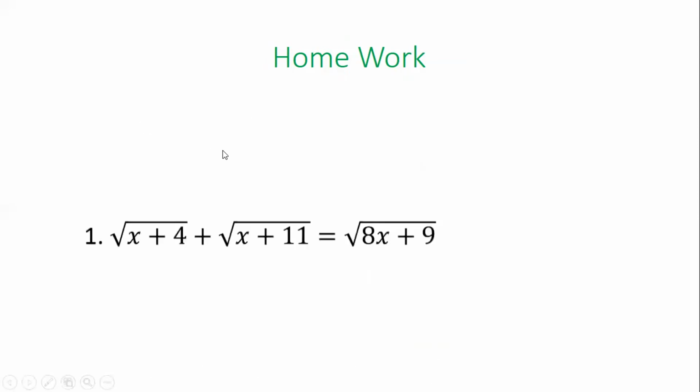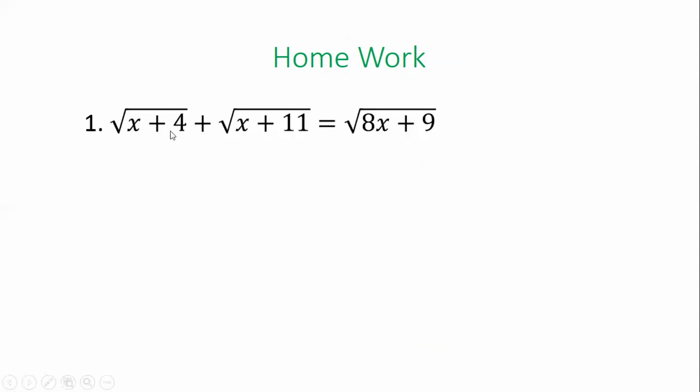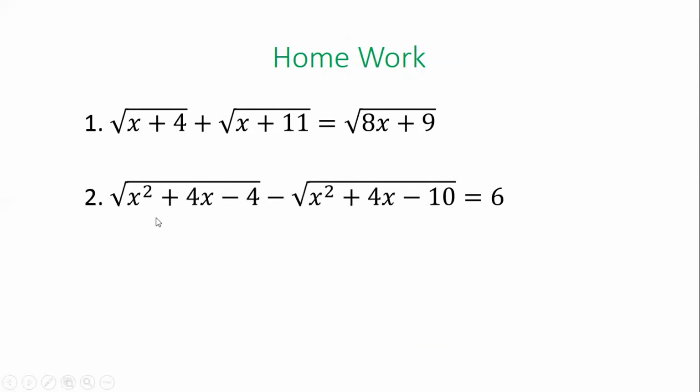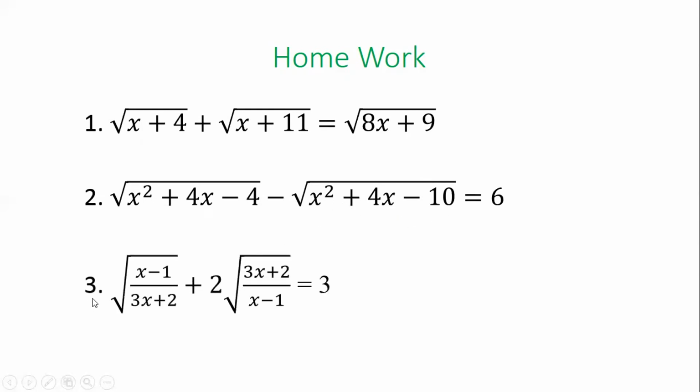Now I will give you some homework which you can solve using today's lecture. 1. Root over (x plus 4) plus root over (x plus 11) equal to root over (8x plus 9). 2. Root over (x square plus 4x minus 4) minus root over (x square plus 4x minus 10) equal to 6. 3. Root over ((x minus 1) by (3x plus 2)) plus 2 root over ((3x plus 2) by (x minus 1)) equal to 3.